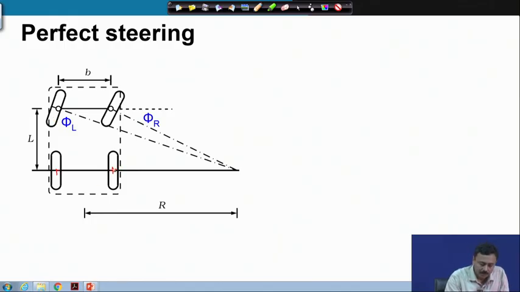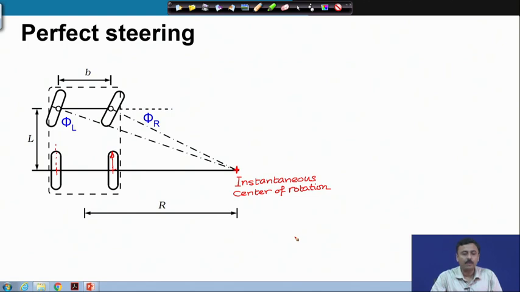The velocity of this wheel, suppose, is this. In that case, the velocity of this wheel gets fixed if you consider this as the instantaneous center of rotation. We have more to discuss on instantaneous center of rotation in the future course.